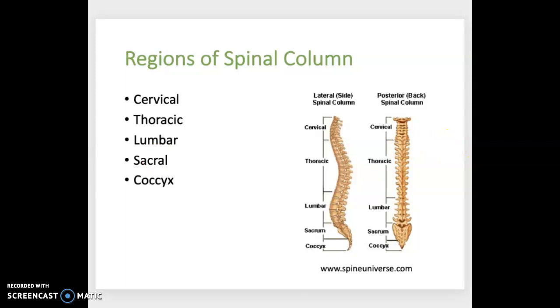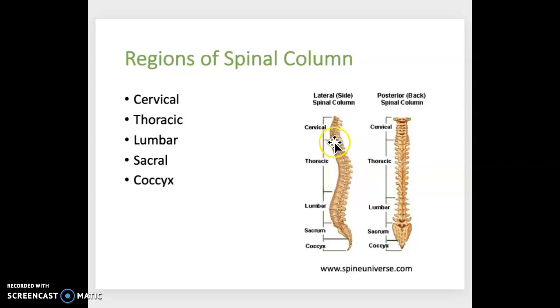Okay. Regions of the spine. So the spine is composed of 26 vertebrae or irregular bones that extend from the base of the skull down to the pelvis. And it's divided into sections. The cervical section contains cervical vertebra, it's in the neck.